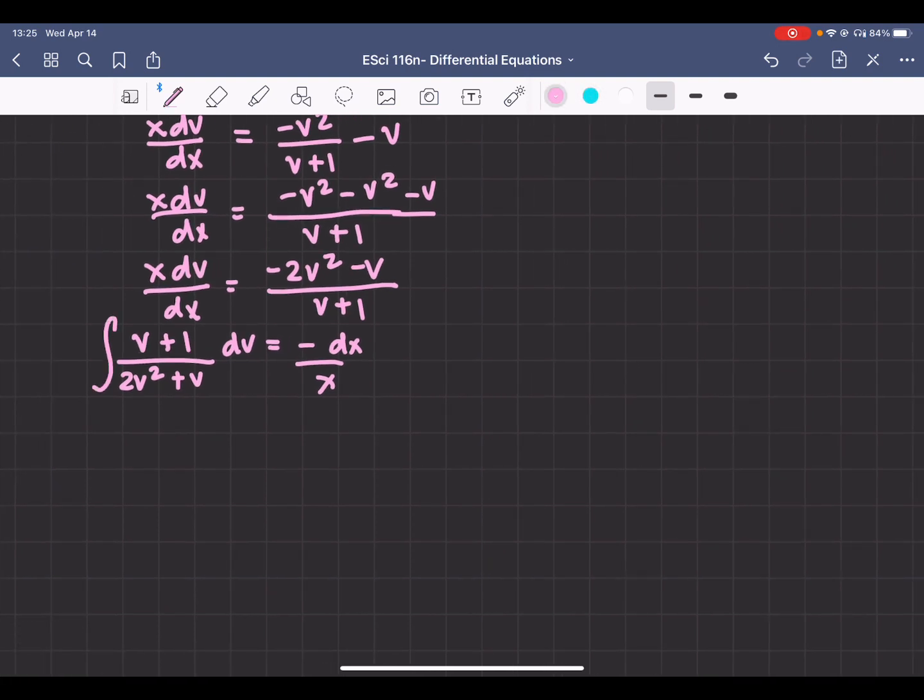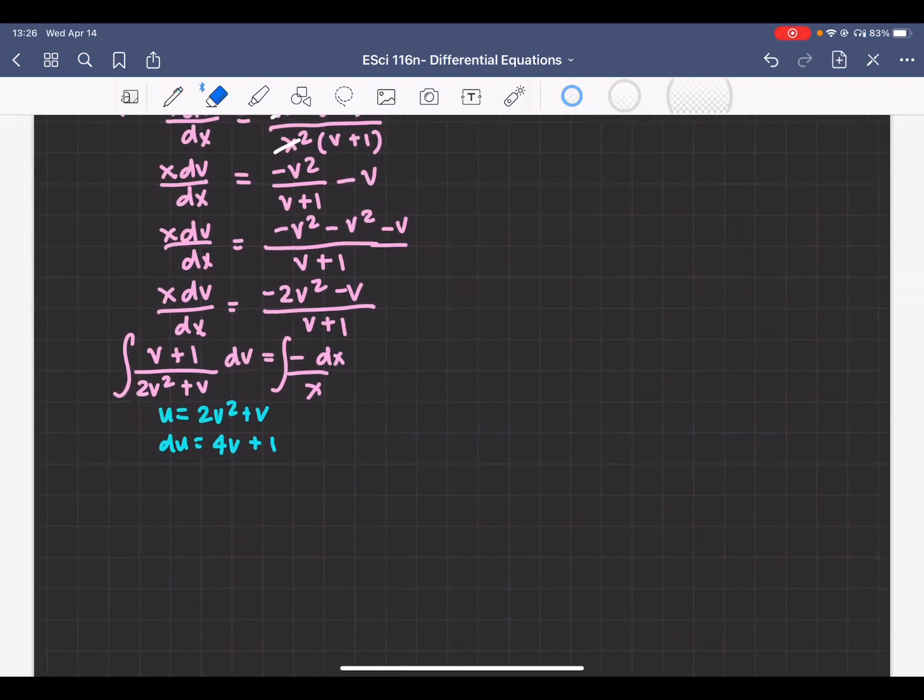Next we're going to integrate both sides to remove our differentials. Now we can try to solve the left side using u substitution. Let's say u is equal to 2v squared plus v, and the du for that is 4v plus 1. Now we cannot do this because if we multiply a value to make the v into 4v, the remaining plus 1 will also turn into plus 4. So we can employ partial fraction decomposition to make our integration much easier.